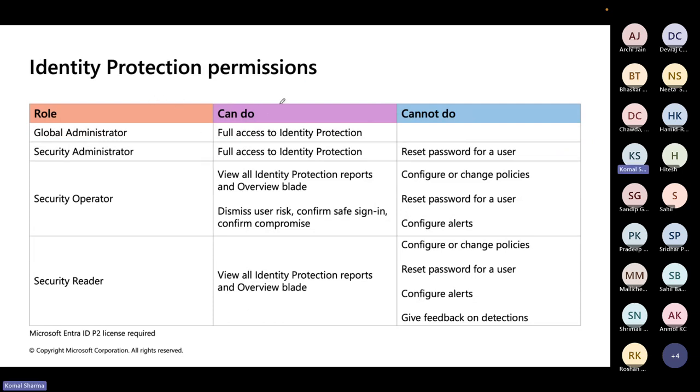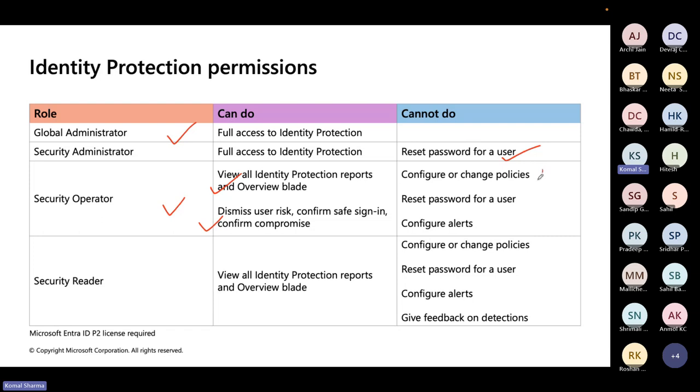For the identity protection permission, you must have the global administrator role, which has full access to identity protection. The security administrator has full protection access but cannot reset the password of a user. Security operators can view all the identity protection reports. They can dismiss the user risk and confirm that yes, it's a safe sign-in.